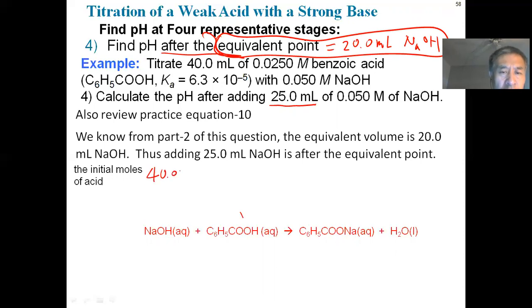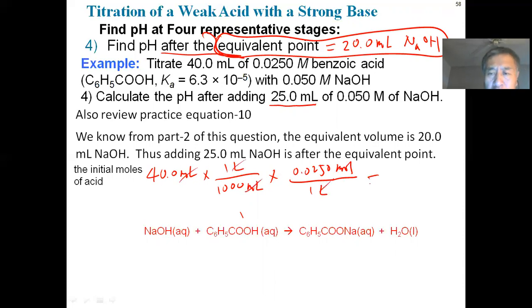So we have 40, with the conversion between liters and milliliters. Our concentration for the weak acid is 0.0250. So those cancel out. So we remember we have this many moles of weak acid.